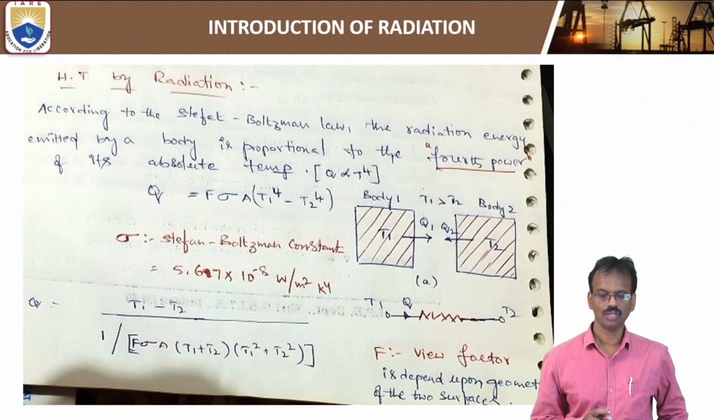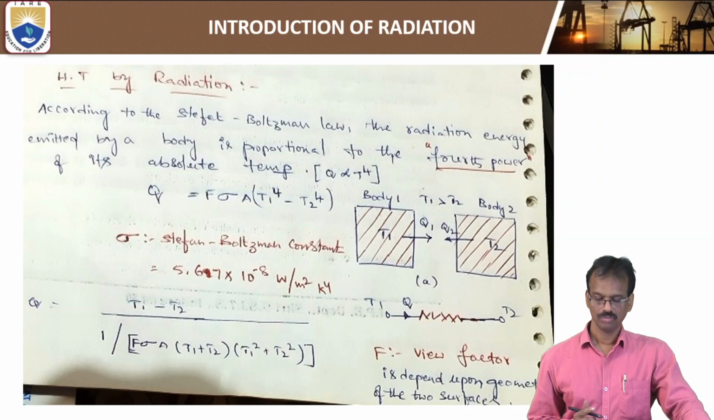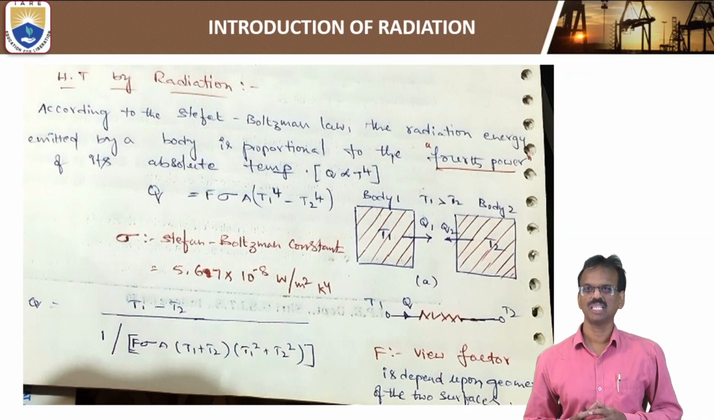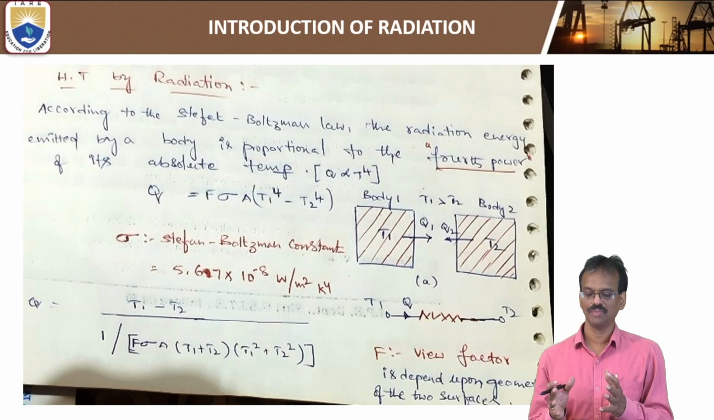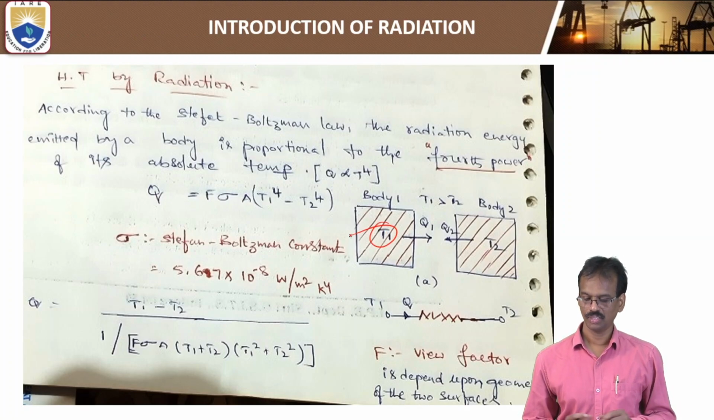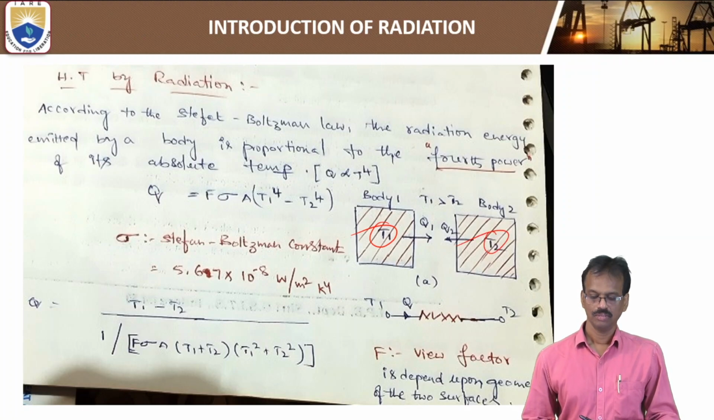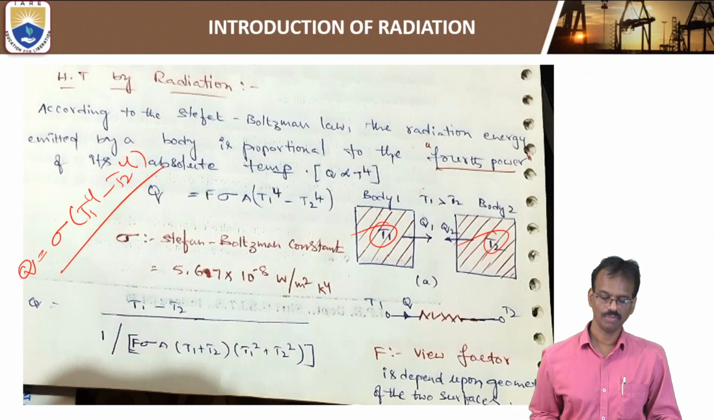Okay, this one was also covered in the first unit. According to the Stefan-Boltzmann law, if heat transfer takes place from one body to another body, that is heat transfer between two bodies, first body temperature is T1, second body temperature is T2. Then the formula according to the Stefan-Boltzmann law is Q is equal to sigma into T1 to the power of 4 minus T2 to the power of 4. So this is the value.